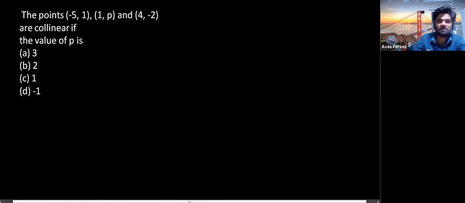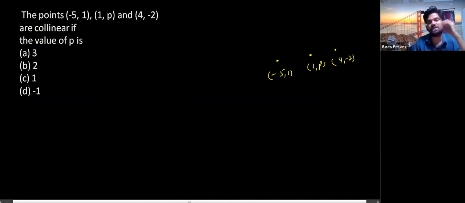If these 3 points are given, and it is given that these 3 points are collinear, means these 3 points lie in a straight line. We don't know which one is which. We have -5 and 1, we can have 1 comma p, and we can have 4 comma -2. So that these 3 points are collinear, you need to find out the value of p. This is an objective question and you need to solve this one.